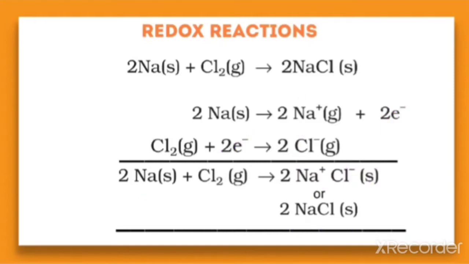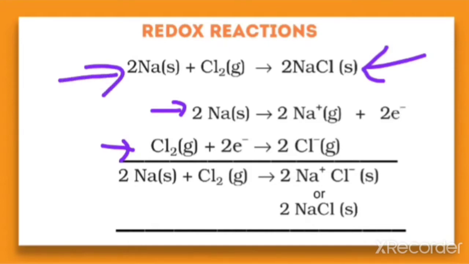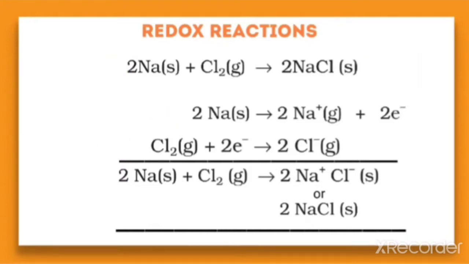So what we have got here is the same equation. These two equations are actually the half reactions of this reaction, that is 2Na plus Cl2 giving rise to 2NaCl. So we can split this reaction into two half reactions, first is this one, second is this one. When you look at the half reactions, in the first step there is a loss of electron, that is sodium is converted into sodium ion with the loss of electron.